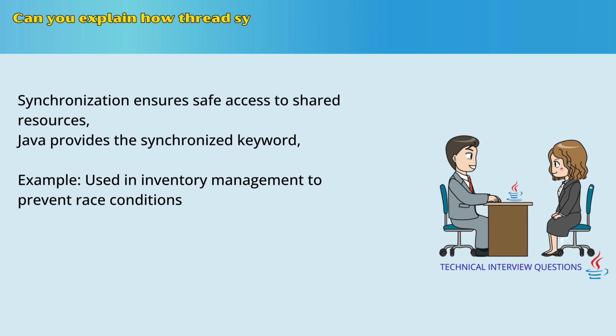Speaking of synchronization, can you explain how thread synchronization works in Java and why it's important? Certainly. Thread synchronization in Java is a mechanism that ensures that multiple threads can access shared resources safely without causing data inconsistency or corruption. Java provides several ways to achieve synchronization, the most common being the synchronized keyword. This can be used to lock an object or a block of code so that only one thread can execute it at a time.